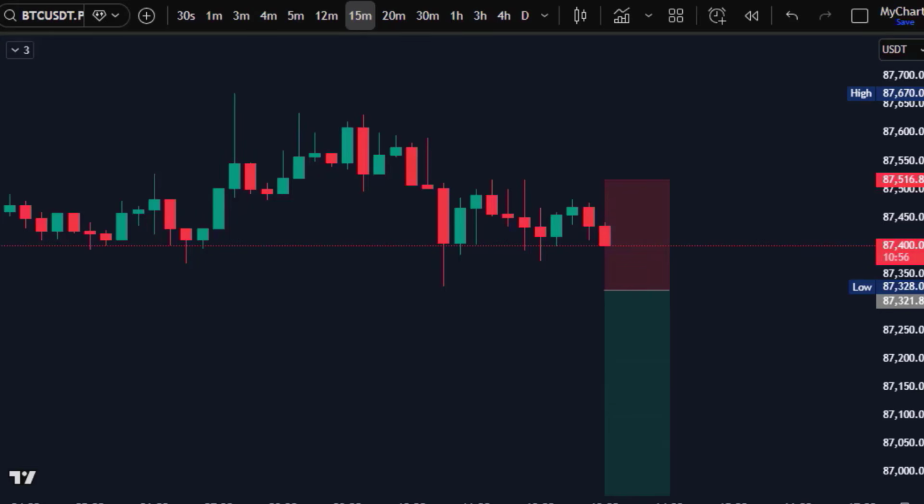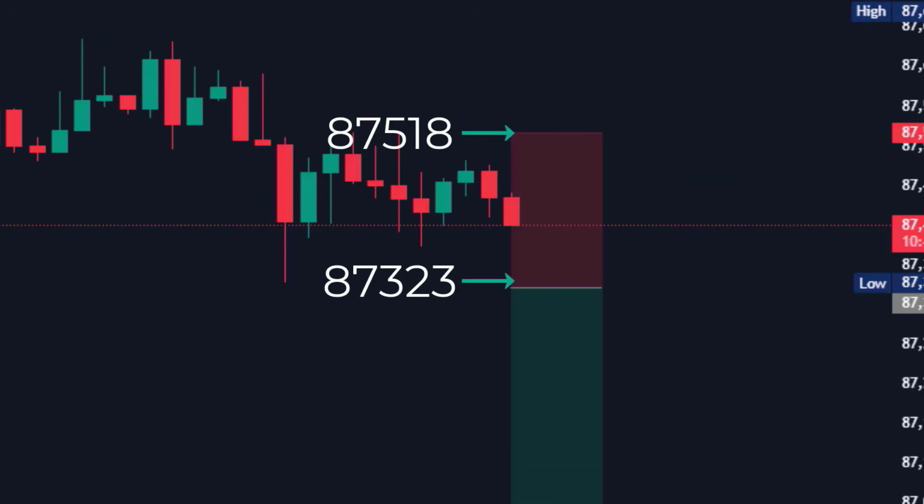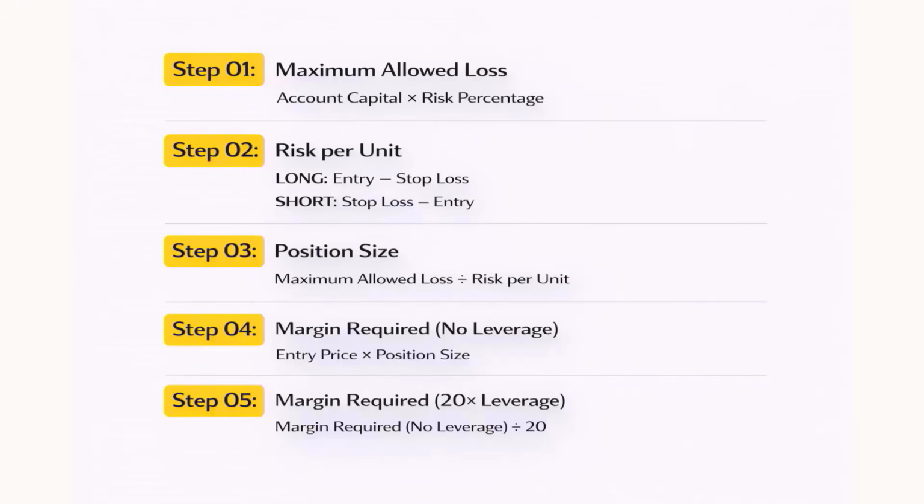Now let's look at a short trade setup from the BTC USDT chart. Let's consider the trade entry price as 87,323 and the stop loss price as 87,518. Now, let's calculate the position size we should sell in order to risk only 2% of our capital. Also, try to calculate the amount of capital required to open this trade and the amount of capital required if we use 20x leverage. Assume we have $1,000 in our trading account.